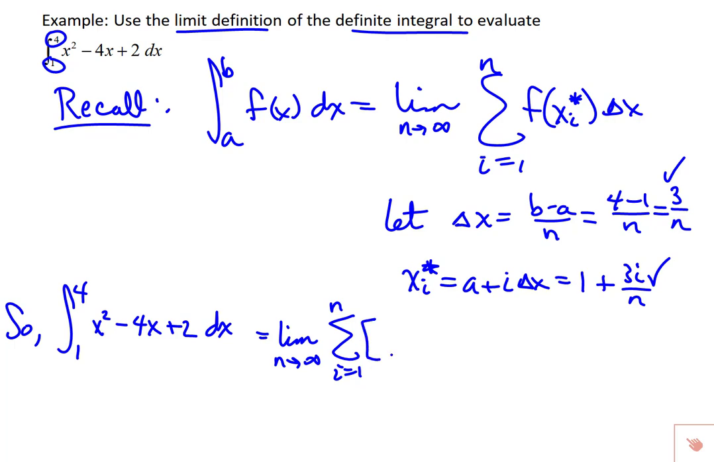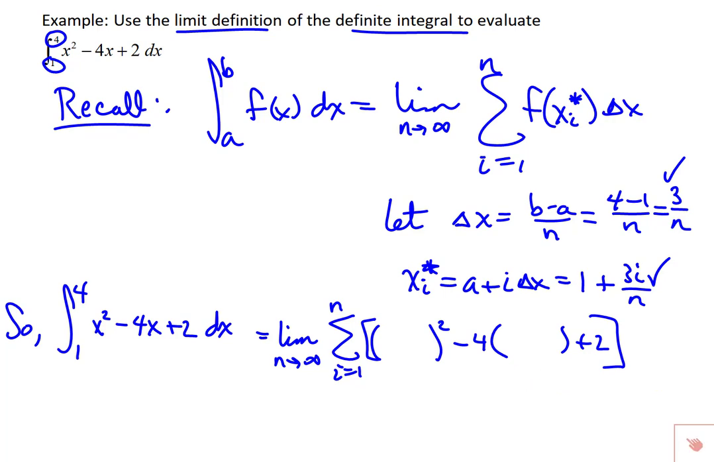Well, we know what f is, and we know what x sub i star is, so we'll just put them together. Remember, f was x squared, so I'm going to put blank squared for the x squared, then it was minus 4x, so I'll put minus 4 blank, and then it was plus 2. So I'm just going to box that up in some brackets here for a second. That's really just our f of x function, but with blanks instead of x's.